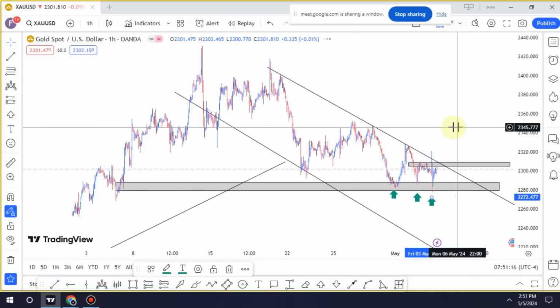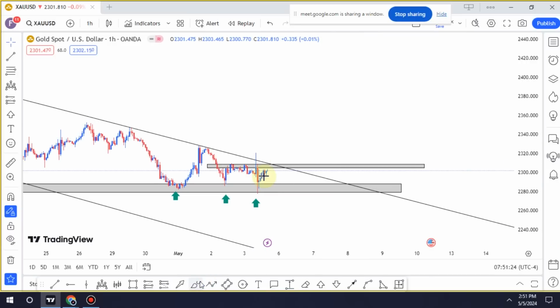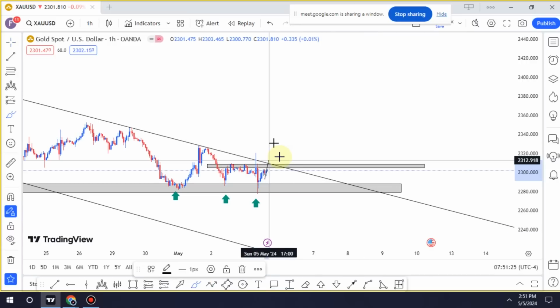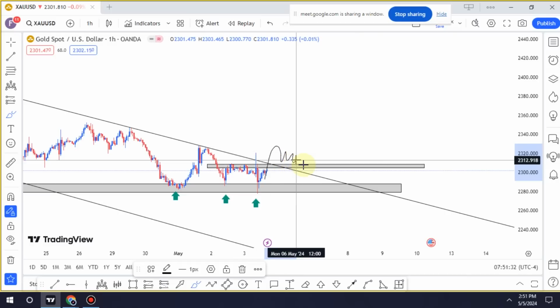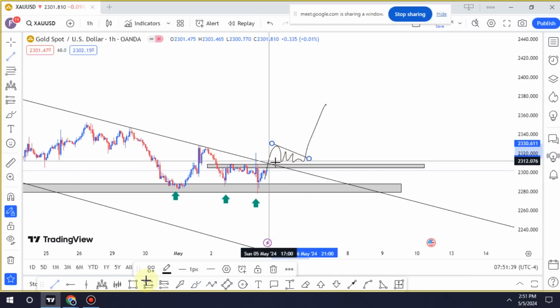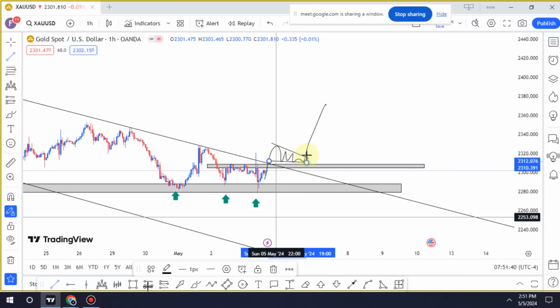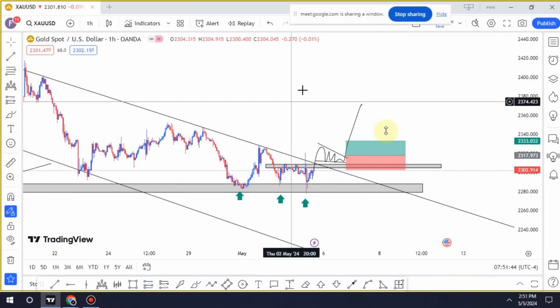So maybe it takes out this last high. Of course, if it takes out this high with an impulse, we should expect a correction, like a continuation pattern, something like this. Now if we see a good reversal structure, that's when we should take a buy on gold. And guys, if we don't see this kind of an approach, we don't execute.